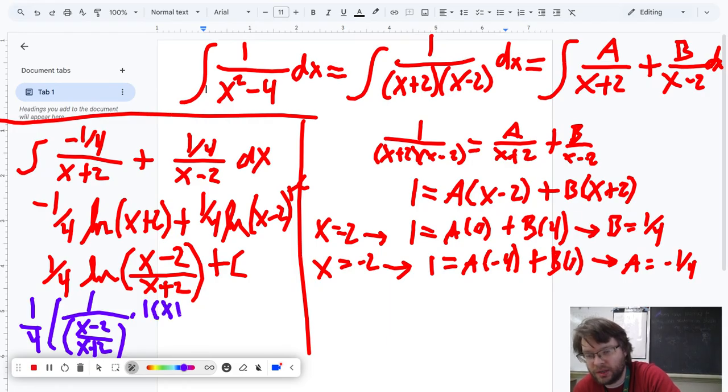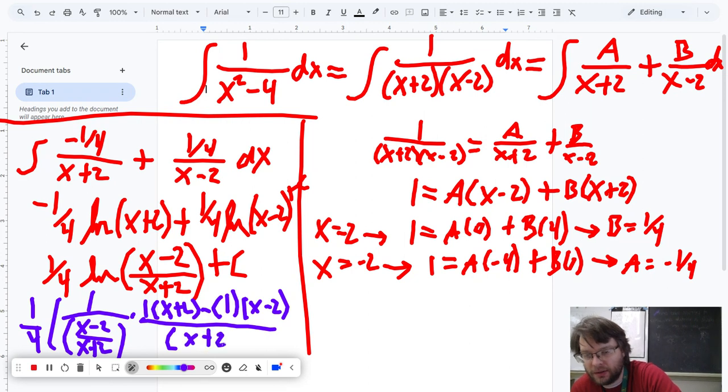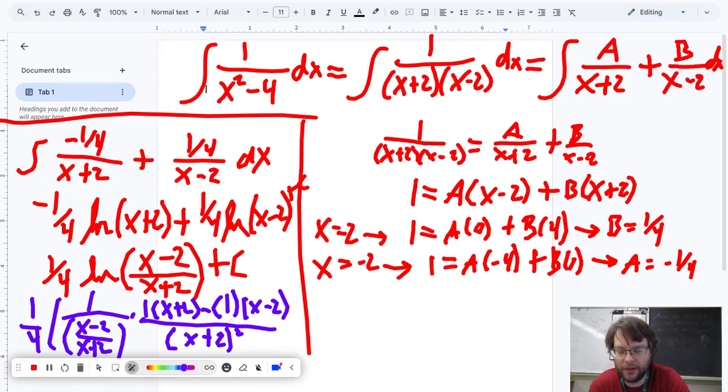So f prime g minus fg prime, all divided by g squared. And this might look very different from the 1 over x squared minus 4. But please watch how things cancel out. It's kind of nice when you see it.